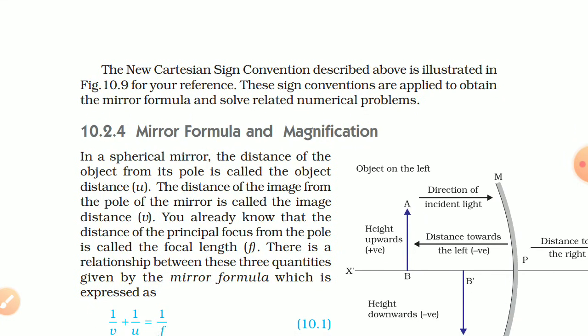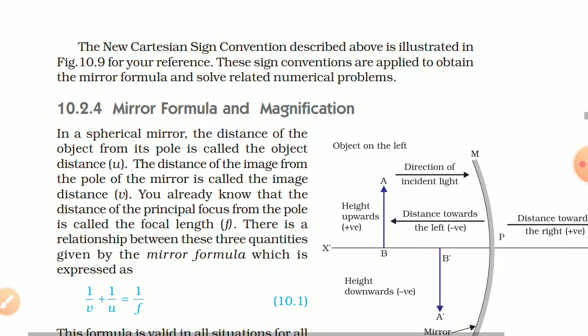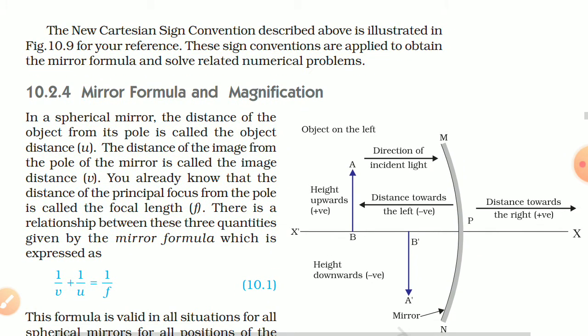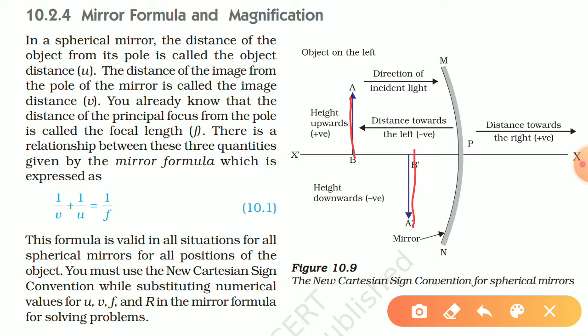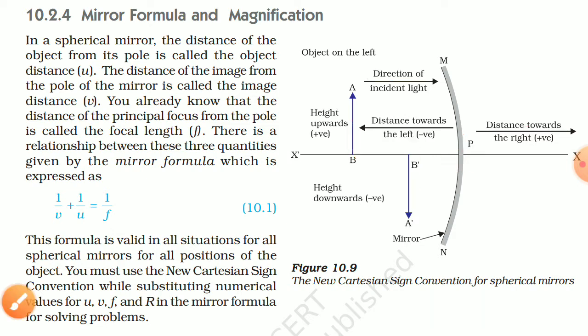The new Cartesian sign convention described above is illustrated in figure 10.9 for your reference. These sign conventions are applied to obtain the mirror formula and solve related numerical problems. As you can see here, the height upward is positive and the height downward is negative. This distance will be negative, this distance will be positive, and this is the direction of the incident ray. All distances will be measured from this pole point P. Now we will solve some numericals.